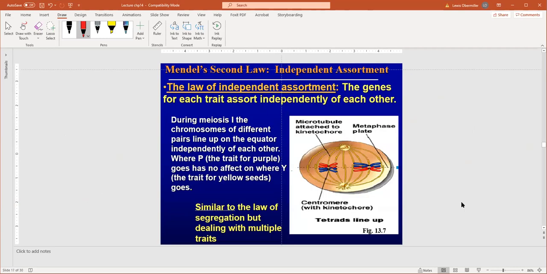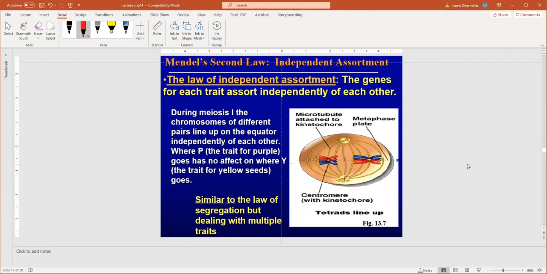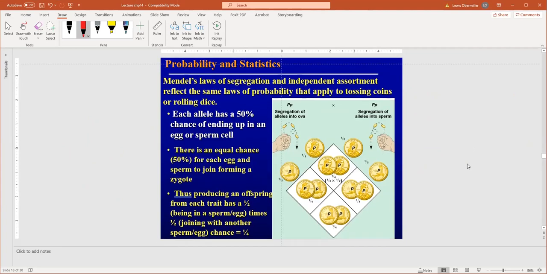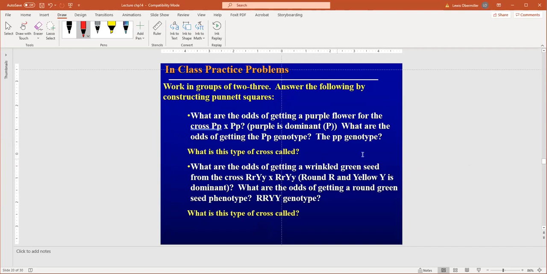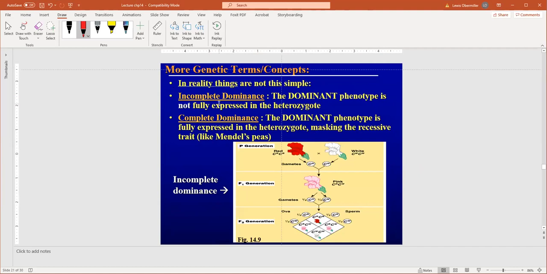All right, so independent assortment just means that these assort independently. They're not connected together on the same chromosome. We talked about the probability statistics, so that's just a review of that. We did these in class, so these are the kind of questions that you'll see on the test, so make sure you know how to do those. Make sure you know the definition of incomplete dominance and complete dominance. Remember, incomplete dominance is in between, where complete dominance looks exactly like the parent. In the example we used, snapdragons, there's a white pigment and a red pigment, and when they crossbreed, they make pink. So that's incomplete dominance. Whereas in Mendel's world, white would be a default, and if red was present at all, it would be red. And that would be complete dominance.